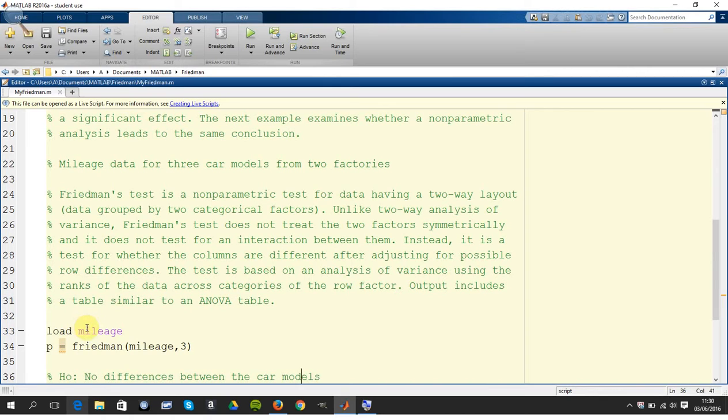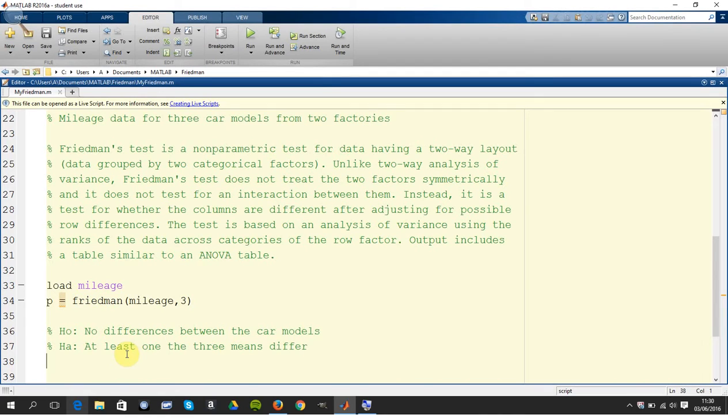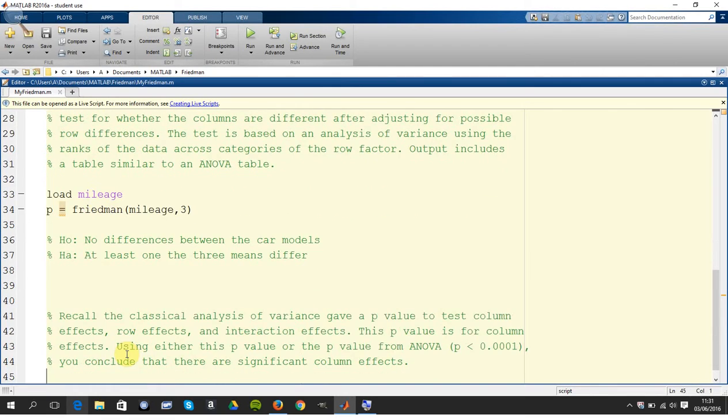There's the command load mileage, so you load the inbuilt mileage.mat dataset, and there's the line. You call the Friedman function on the dataset mileage, which has 3 columns, and P is the returned probability value. As per normal, H0 is that there is no difference between the 3 groups, and HA is that there's at least one difference, at least one of the 3 means is not the same. We have some comments there, but let's look at that before we do that.